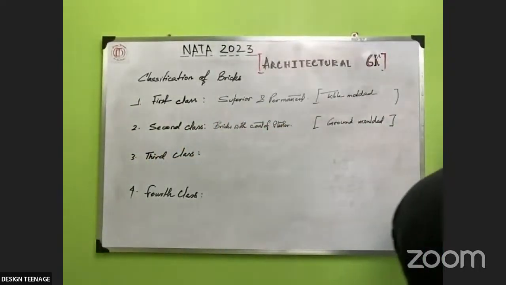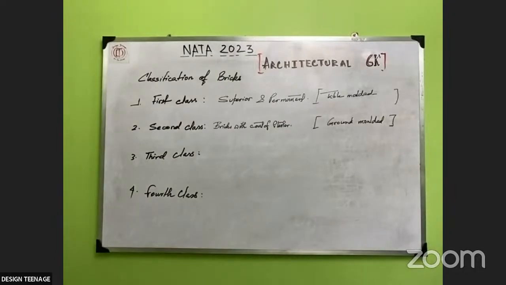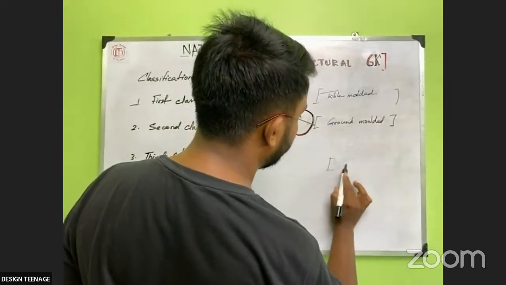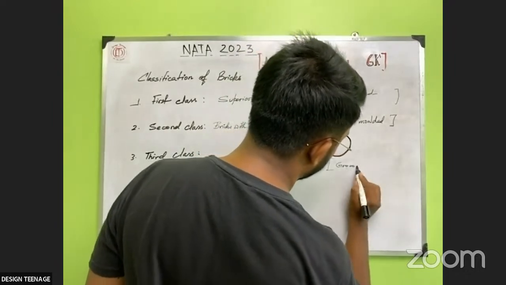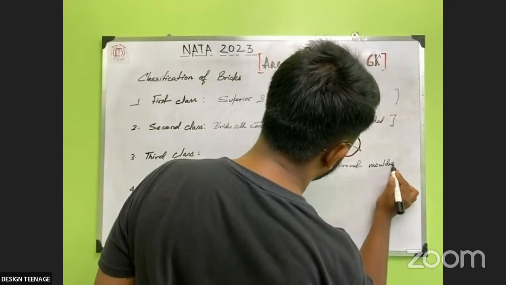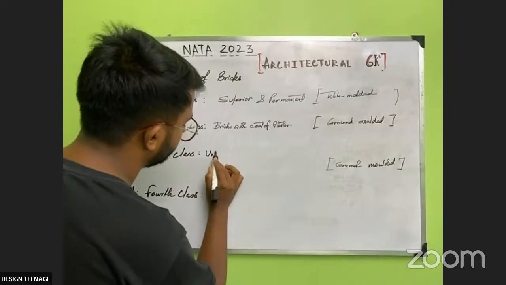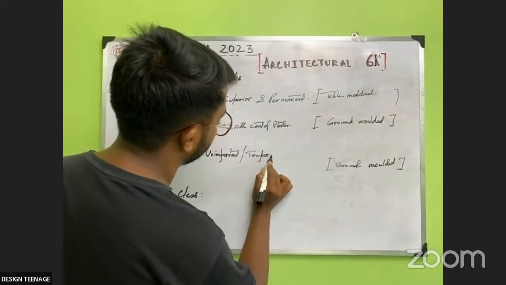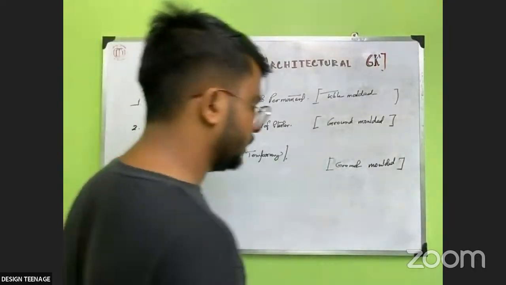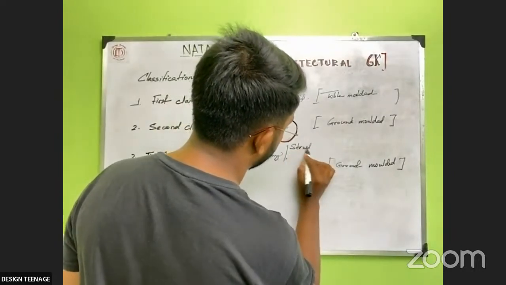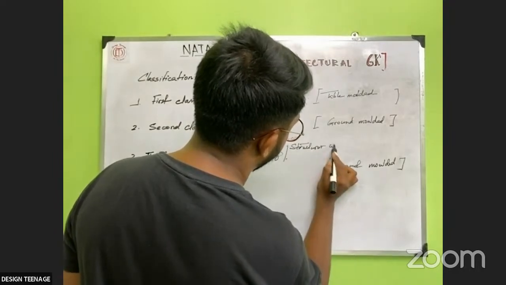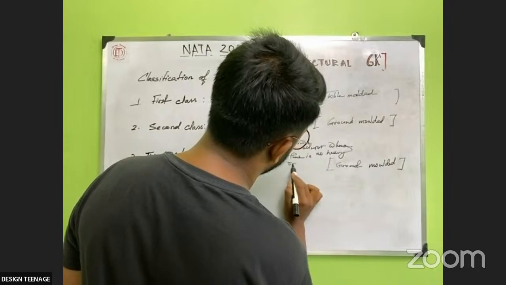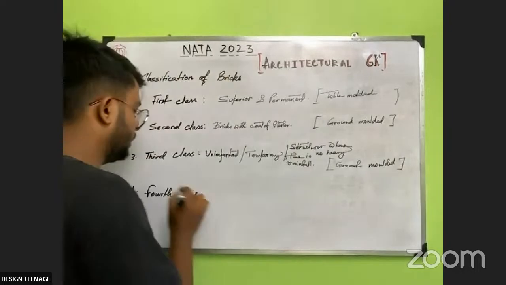Now, moving on to the third class. Third class bricks are again ground molded and used for unimportant temporary structures at places where rainfall is not heavy. Ground molded. Unimportant, temporary structures where there is no heavy rainfall. Okay, this is where third class is used.